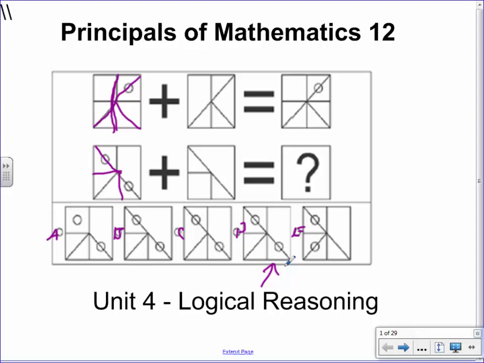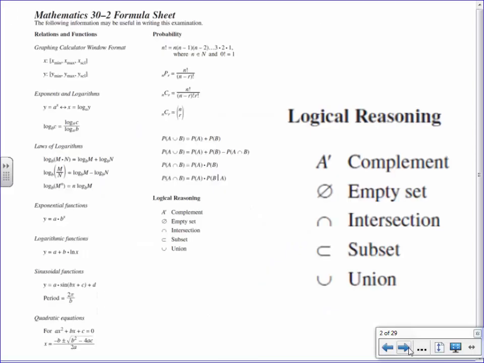One of the challenging parts for us as teachers is that I have no idea what they're going to ask as a test question, but they're going to give you some sort of puzzle. Hence the whole thing where we're going to play board games for a couple of days. Before that though, I have to show you your logical reasoning, your set notation.